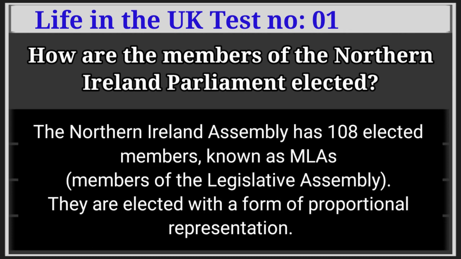The Northern Ireland Assembly has 108 elected members, known as MLAs, members of the Legislative Assembly. They are elected with a form of proportional representation.